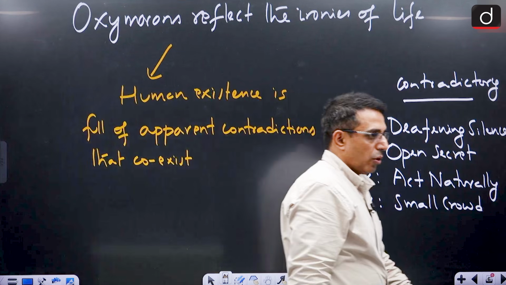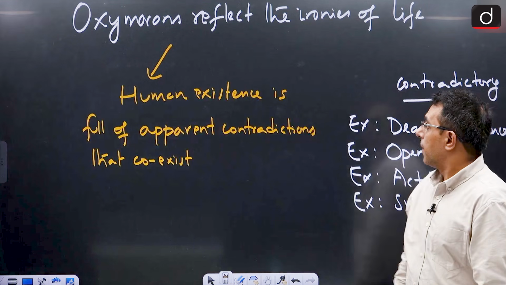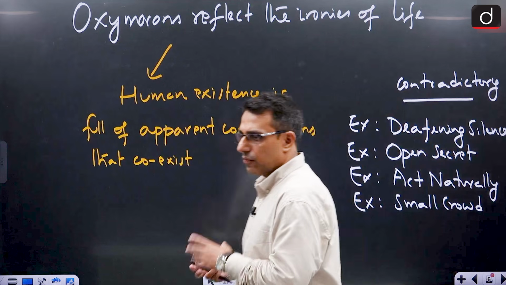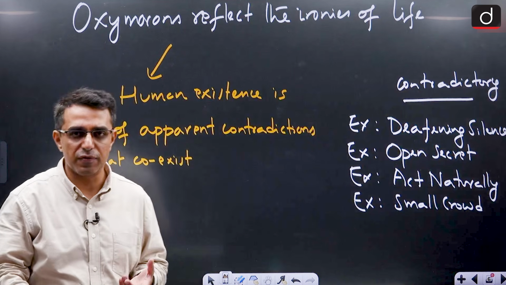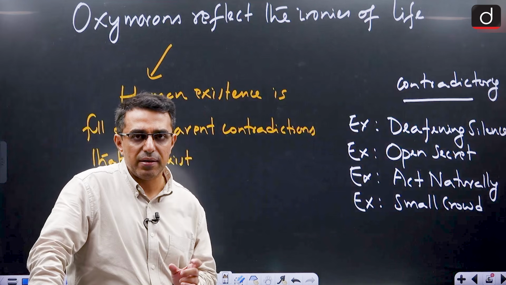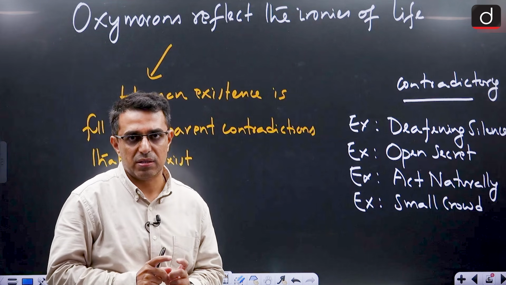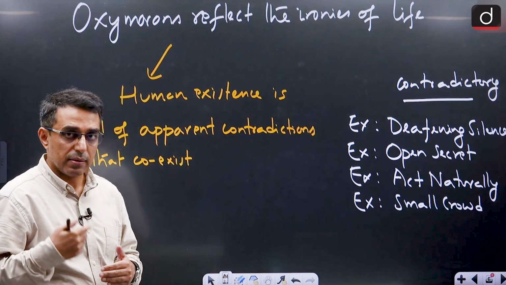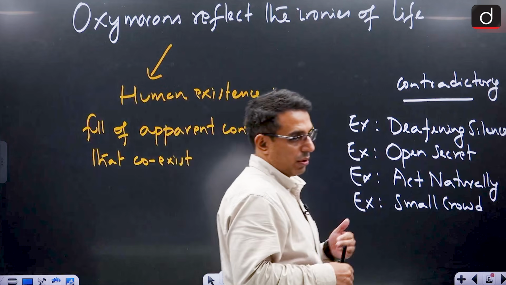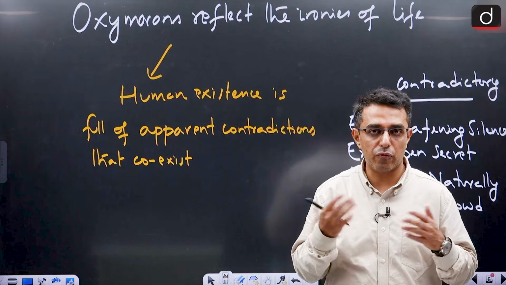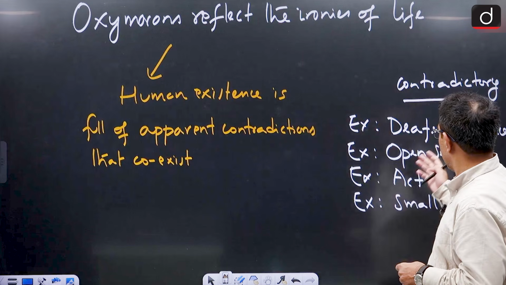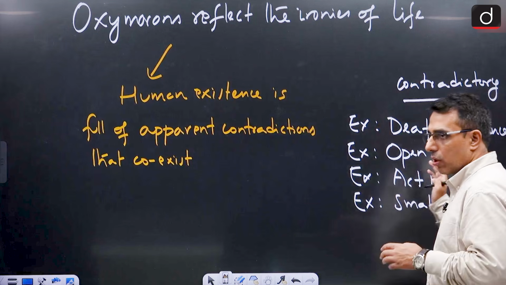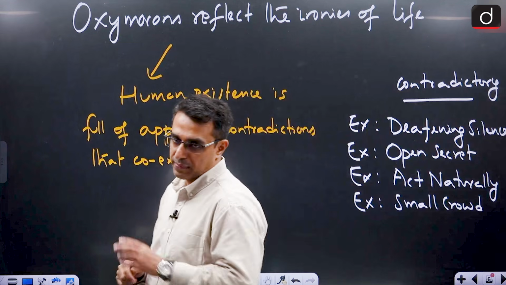So this topic is about oxymorons reflecting the ironies of life. First of all, we should be clear about the meaning of oxymoron. An oxymoron is basically a figure of speech where we combine two opposite sounding or opposite meaning words, and they make a vivid representation of what we want to convey. For example, deafening silence, open secret, act naturally, small crowd. All these are examples of oxymorons, right?